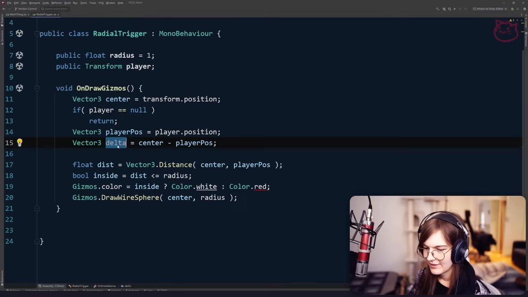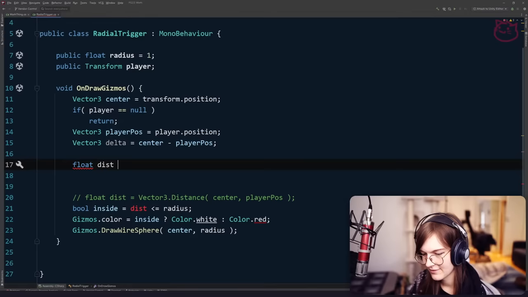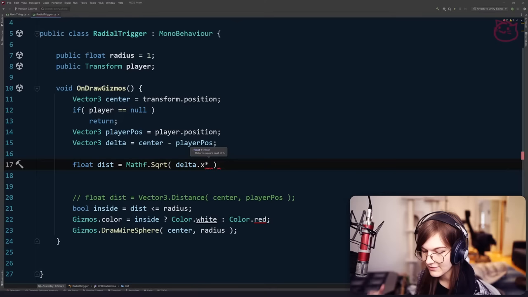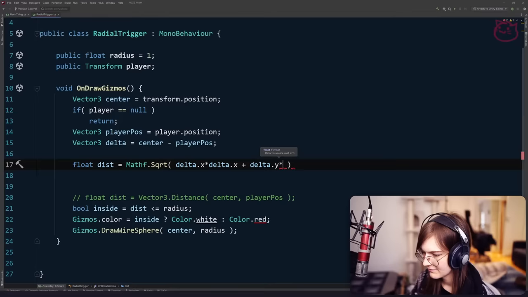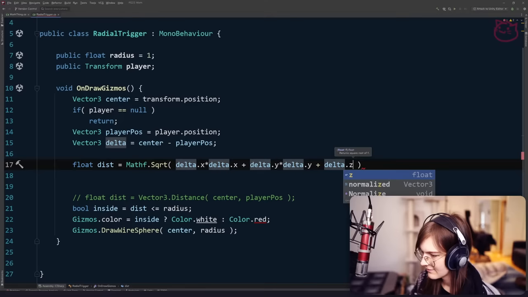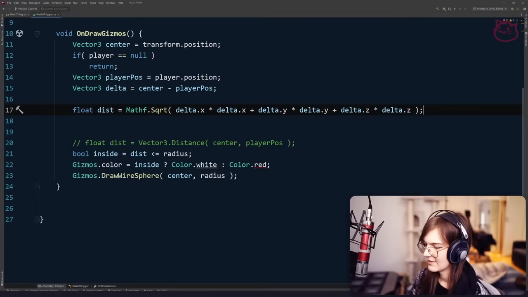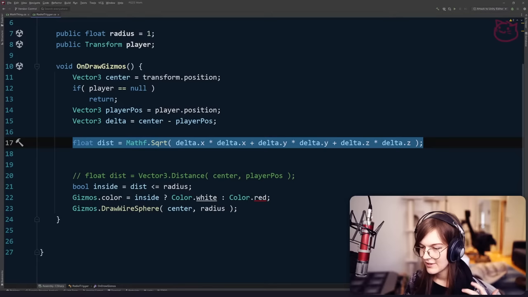So then what we're doing to calculate the distance is the square root of delta dot x, and then we square that. It's the same as the Pythagorean theorem, right? And then we do delta dot y, square that, delta dot z. In this case, we're doing 3D, so throwing in z. All right, so this is the formula to get the distance between two vectors. We calculate the delta, and then we get the length of this delta vector.